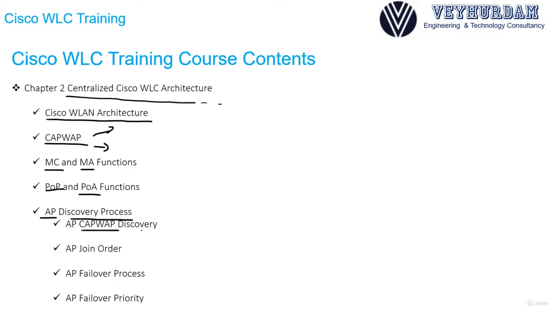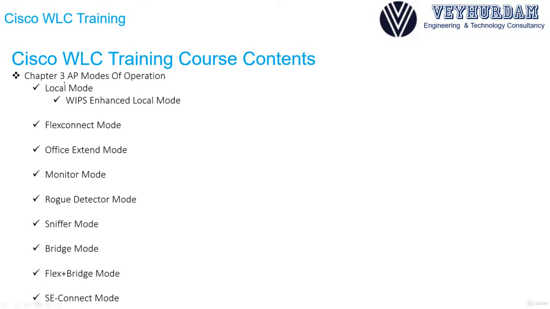What is the CAPWAP discovery process and how access points know which wireless LAN controller to join. And then we will go over access point failover process. How we can prioritize failover and how we can choose which wireless LAN controller for our access point to join initially.